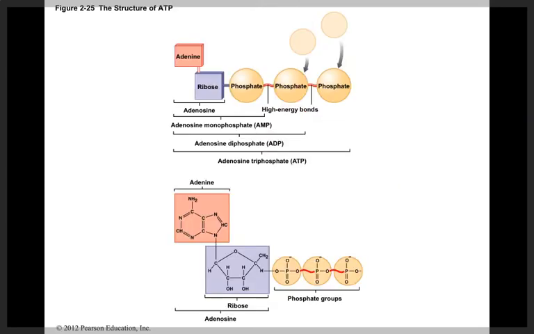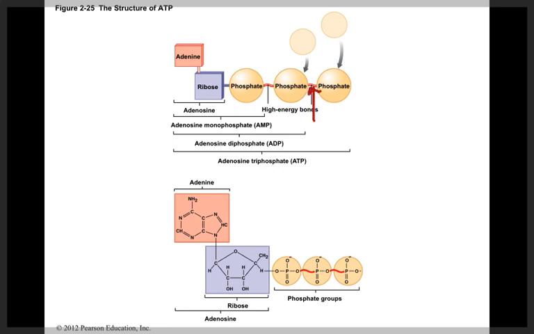I also want to mention ATP at this time. ATP is called adenosine triphosphate. Adenosine has a ribose and an adenine molecule, and attached to that are three phosphate groups, 1, 2, and 3. In between the last two phosphate groups is a high energy bond, and in between the first and second phosphate is another high energy bond.